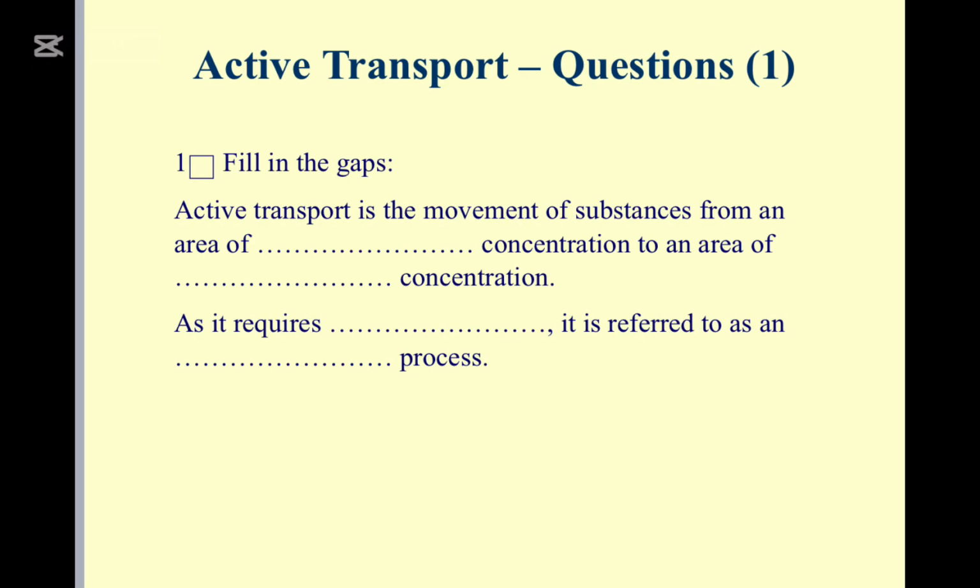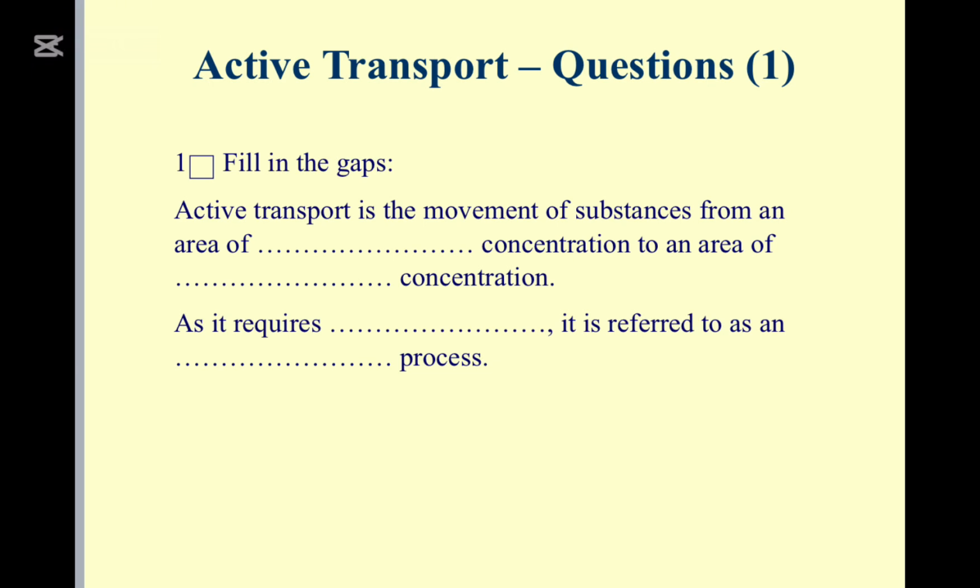Active transport is the movement of substance from an area of what? Lower concentration to an area of what? Higher concentration. That's a very simple question. It requires what? Energy. It is referred to as what? Active transport or active process. That's it. It requires energy, and it is referred to as an active what? Process. You can see this is a very easy question, and this was explained in our course of study where we're doing active transport, what it requires, and all that.